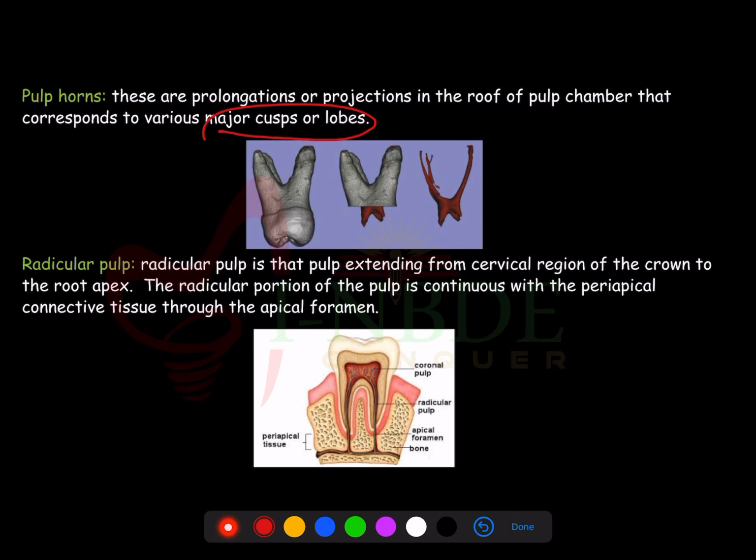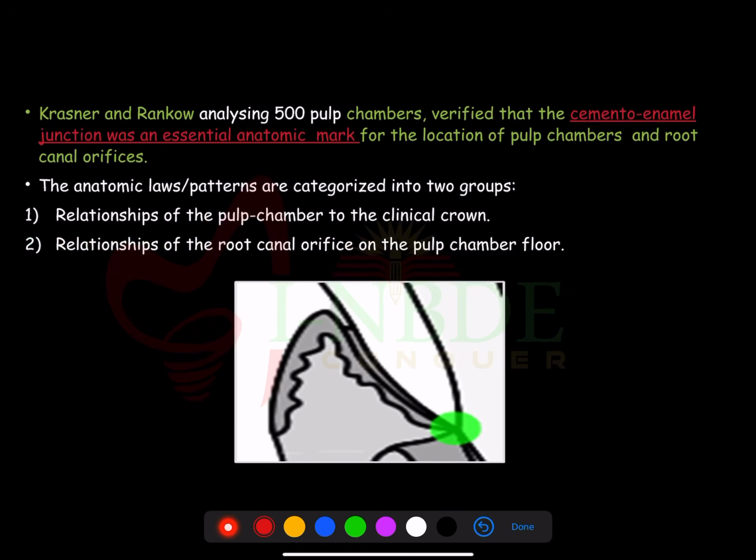The next is the radicular pulp. Radicular pulp is the pulp extending from the cervical region of the crown towards the apex. So this part is called the radicular pulp. The radicular pulp at the end is going to communicate with the periapical connective tissue through a foramen called the apical foramen. Next, you need to make a note of these landmarks. The most important essential landmark to identify the pulp chamber is the cemento enamel junction.